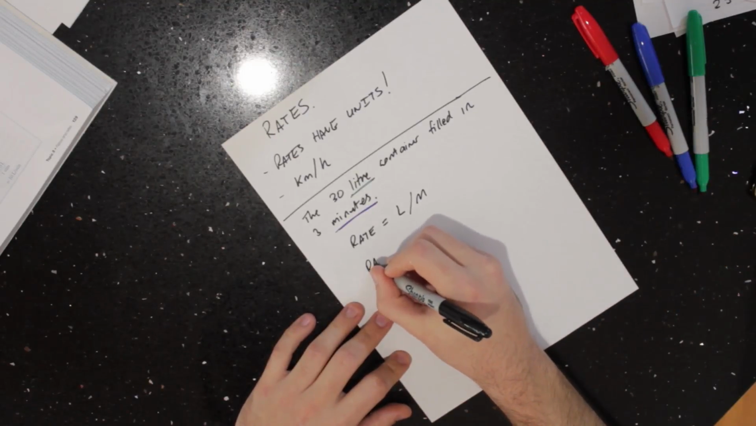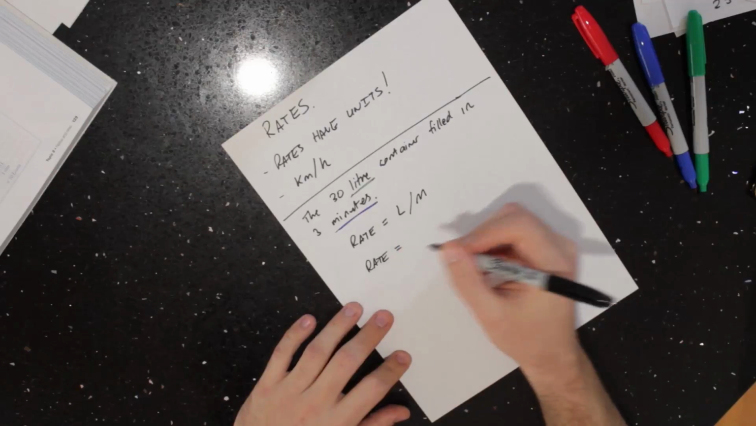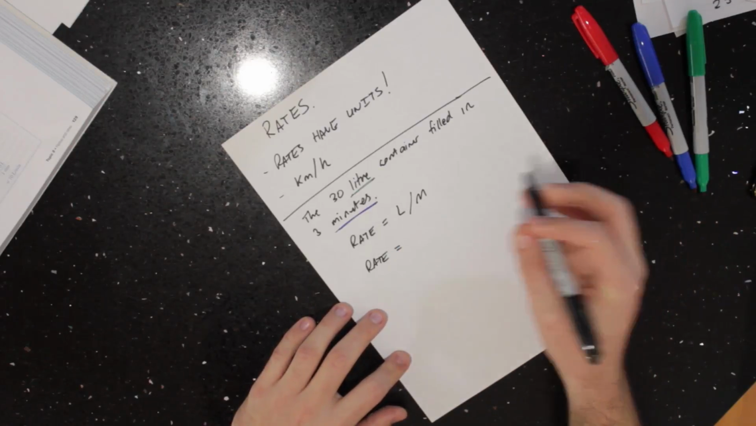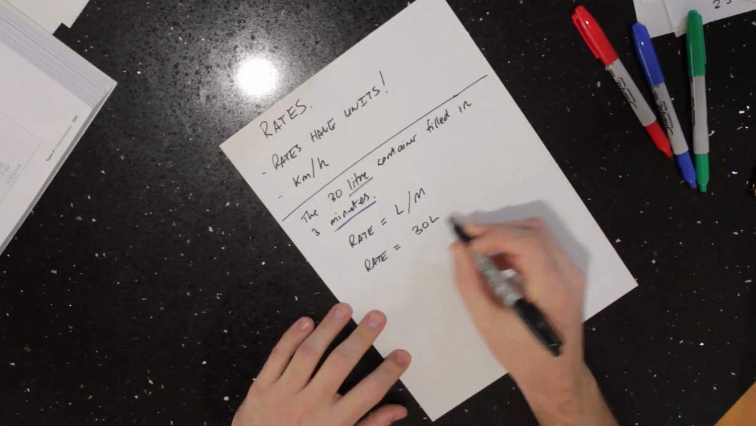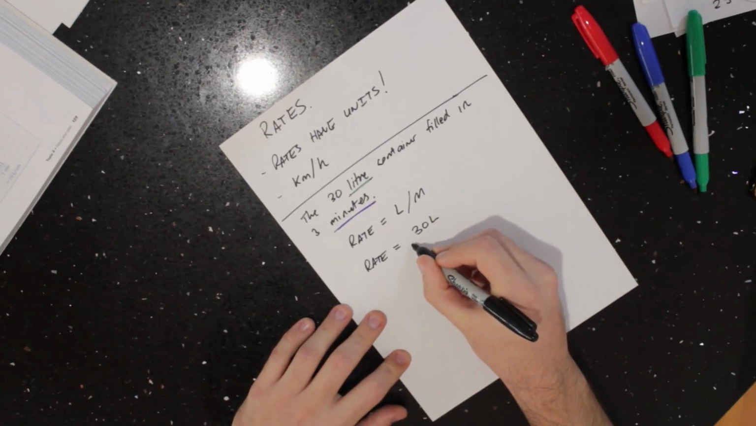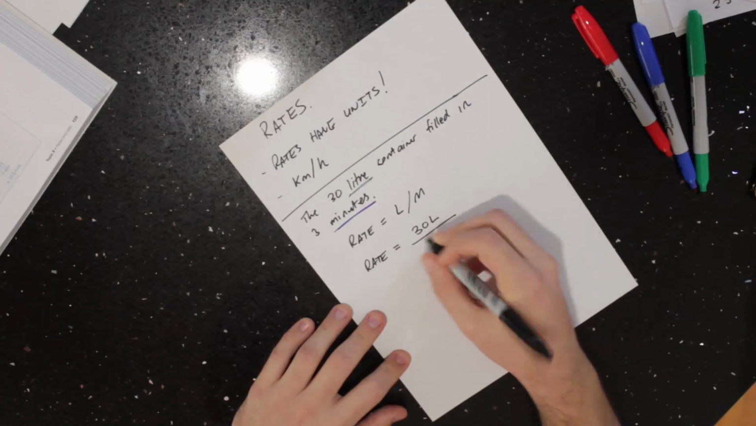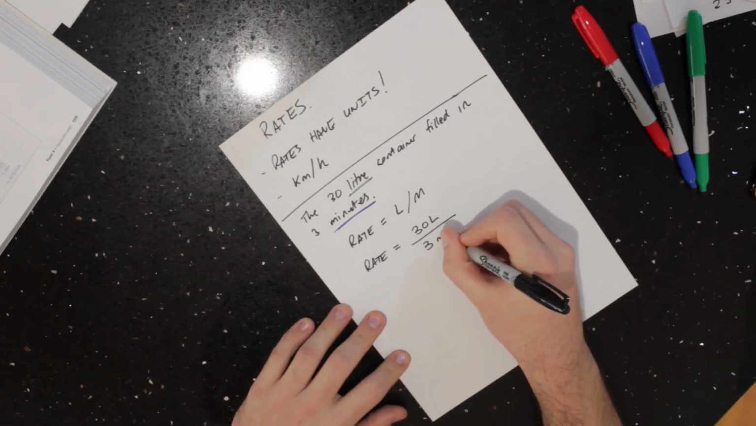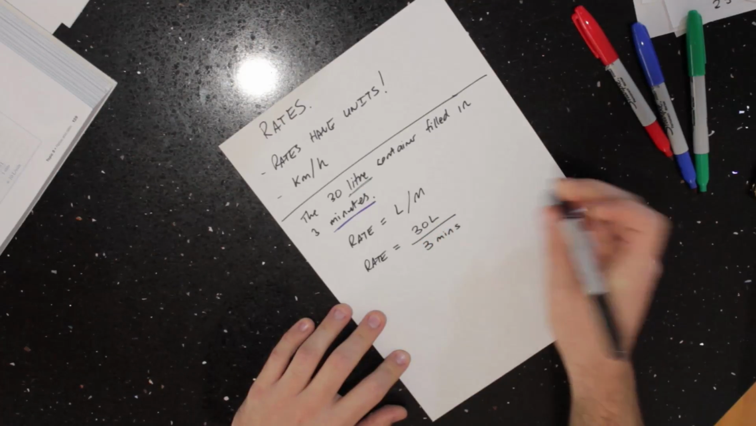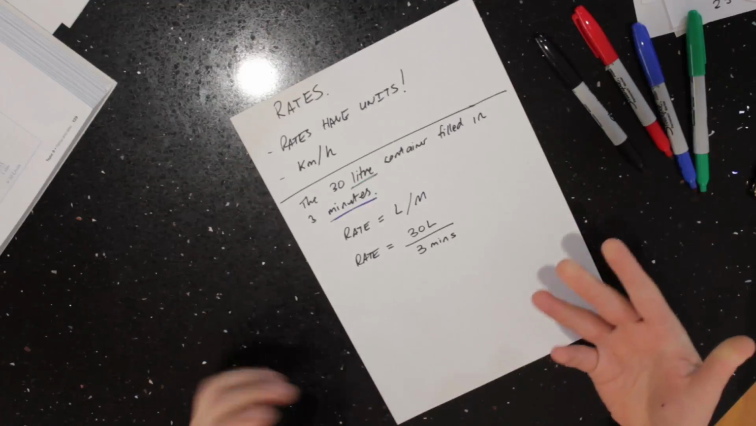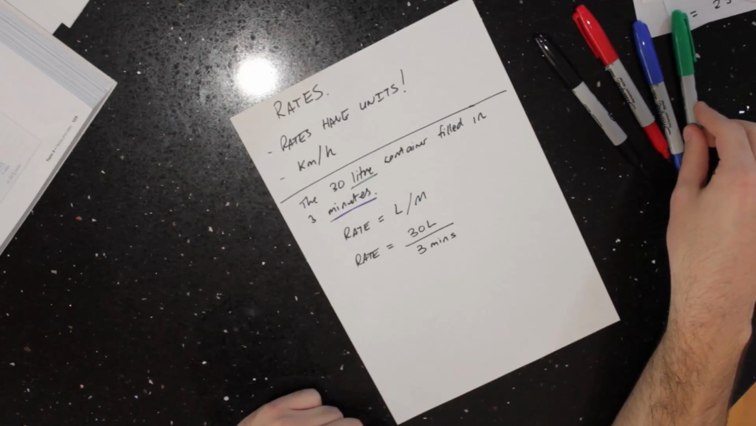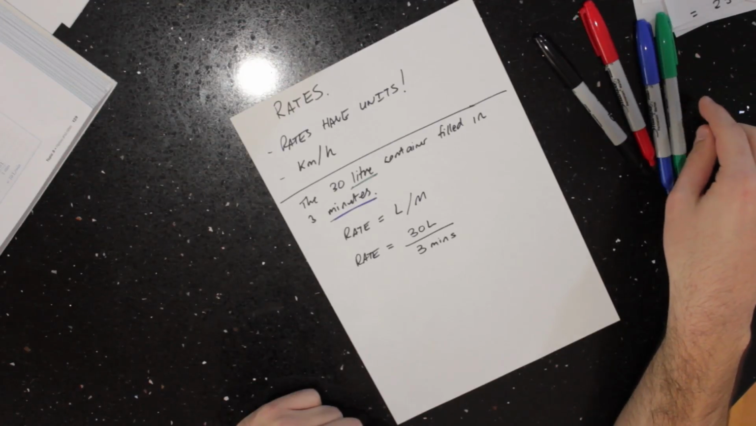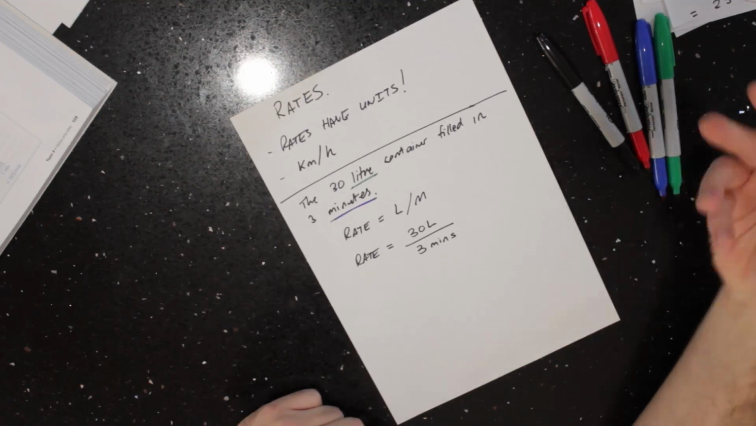Well, our rate is going to be represented here by how many litres do we have? Well, we had 30 litres, right? And how many minutes do we have? Well, we had 3 minutes down here. So it's as simple as that to actually come up with your rate for something like that.